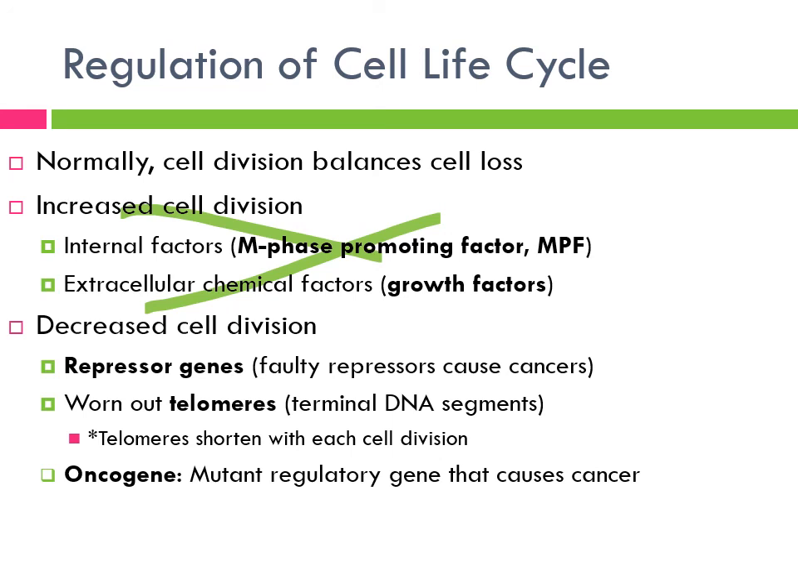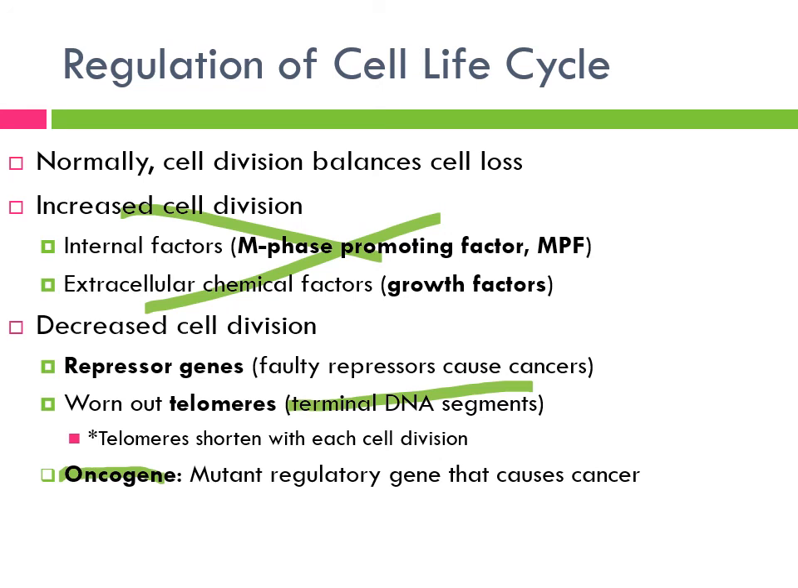Repressor genes are genes that keep our cells from dividing or that decrease our cellular divisions. Telomeres are the terminal segments of the DNA. So every time a cell divides, the telomere is going to shorten. And when a telomere gets worn out, a cell is going to stop dividing. An oncogene is a mutant regulatory gene that can cause cancer.